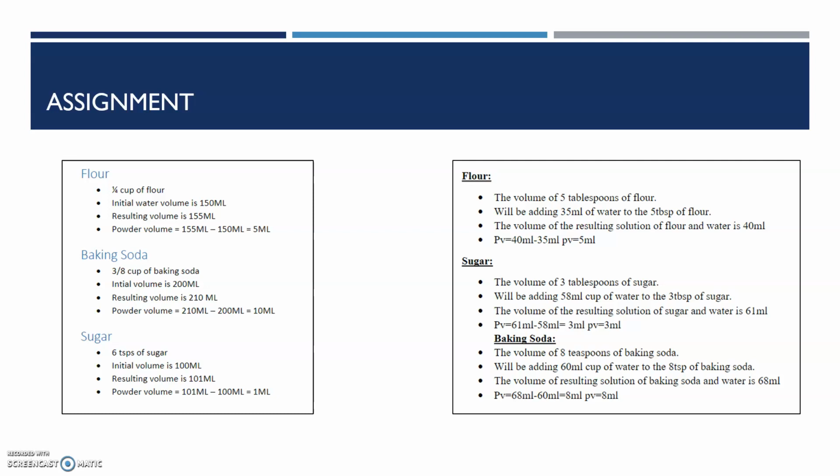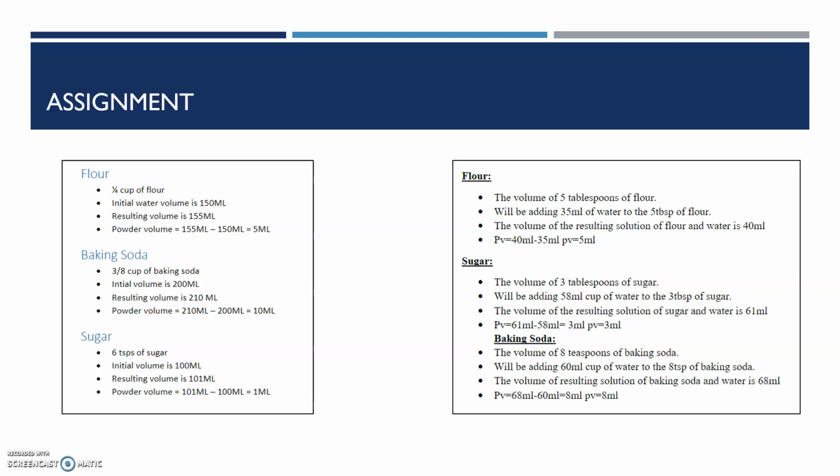But you're going to tell me in volume first, as they both did. So 1/4 of a cup of flour or 5 tablespoons of flour. Okay, that's their initial volume in household units. Then the next thing they did is tell me how much volume of water they used. Okay, so the one student did 150 mLs, the other student added 35 mLs. Then they told me what their resulting volume was. So this one got 155, this one got a resulting volume of 40. And then they did their powder volume calculation at the end.